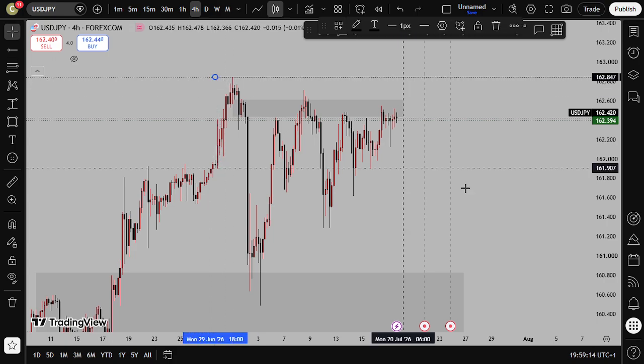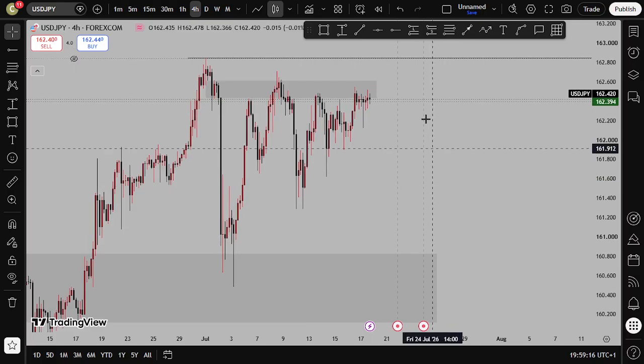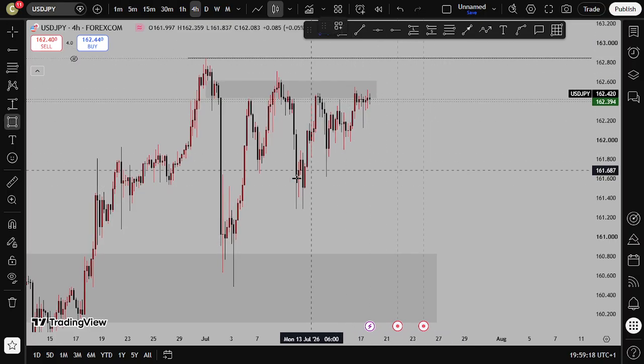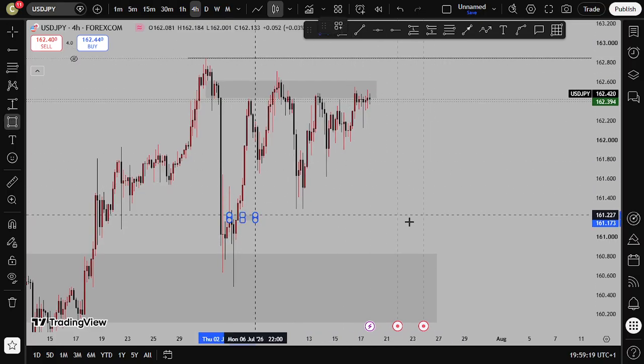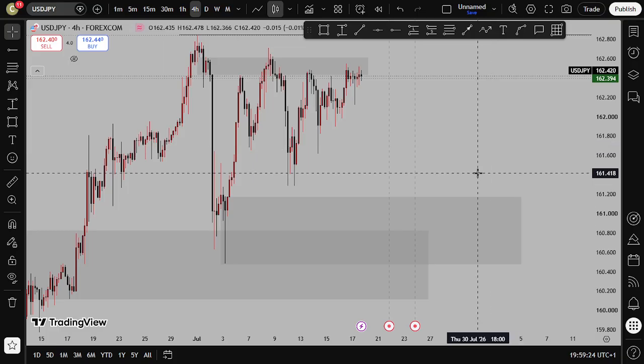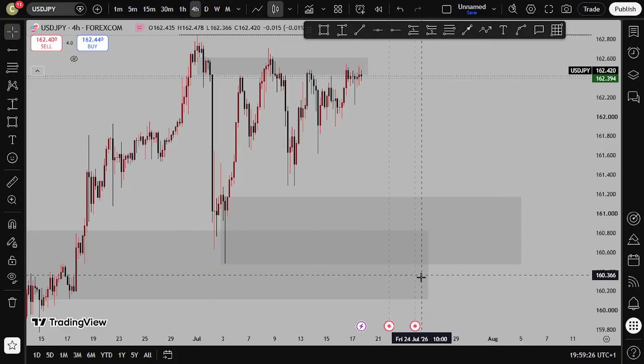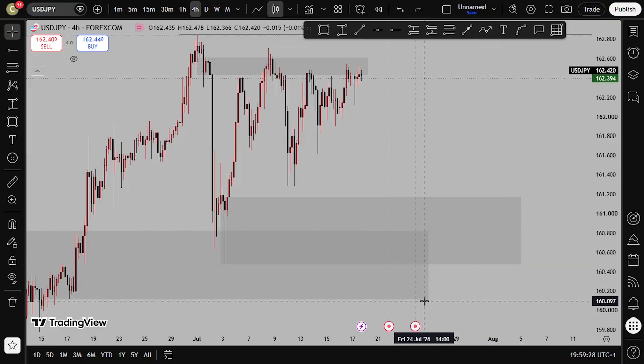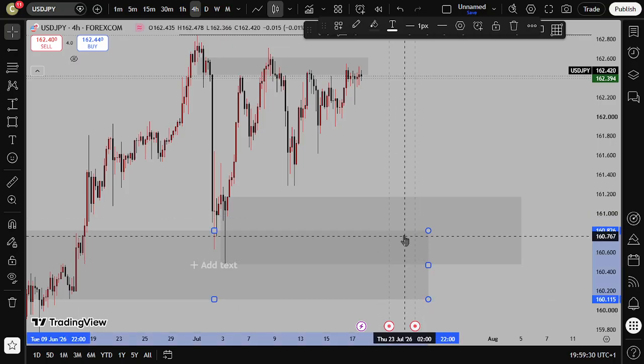So this is the draw on liquidity. In any case, I'll be waiting for USDJPY around this demand. So this way I will be waiting for USDJPY, if price should eventually pull back to that side.